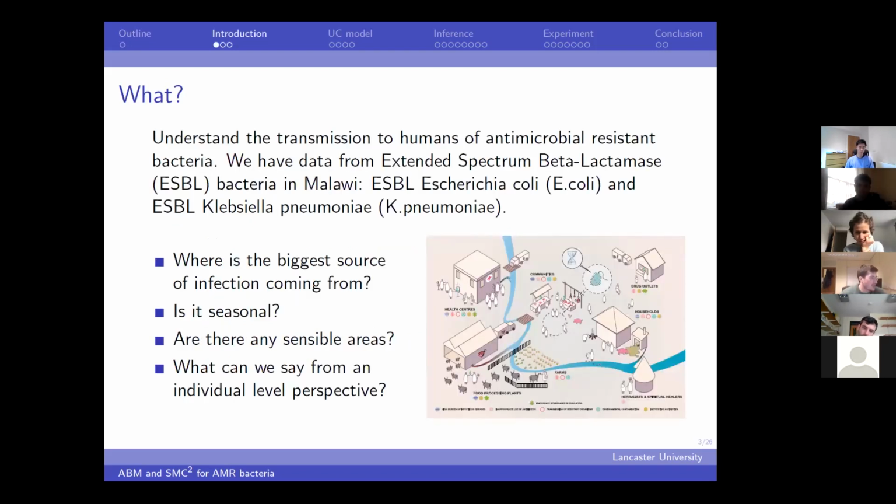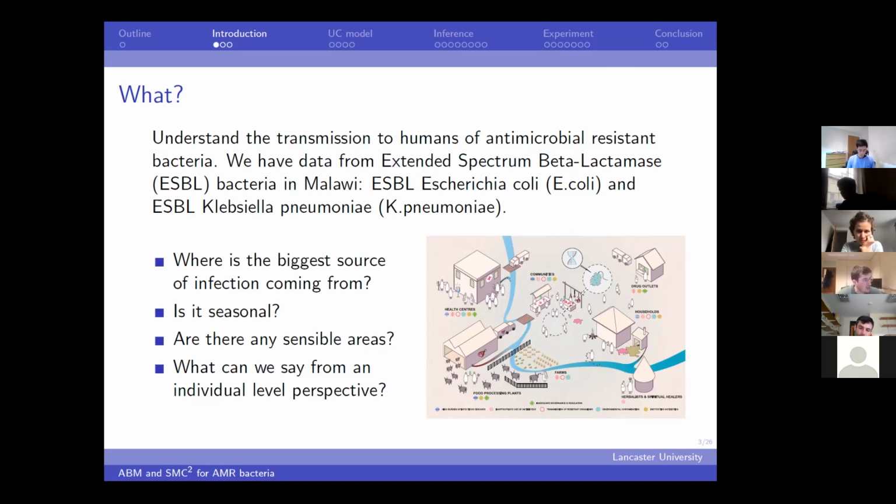So let's start with the what of the research. What we want to do here is to understand the transmission to humans of antimicrobial resistant bacteria. Precisely, we have data from the African country Malawi on extended spectrum beta-lactamase bacteria, and precisely Escherichia coli and Klebsiella pneumoniae. And of course, the questions that we want to answer are multiple, like, for example, where is the biggest source of infection coming from?